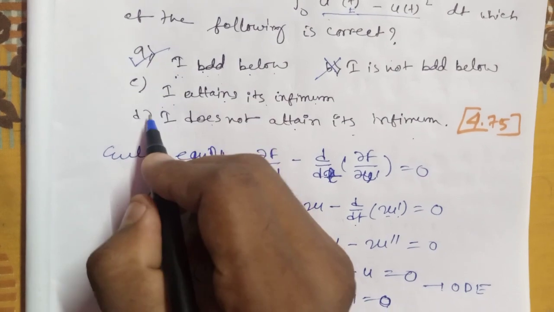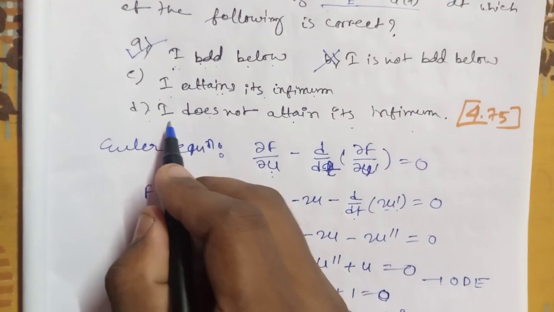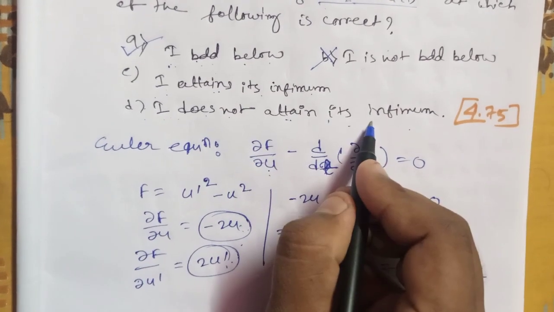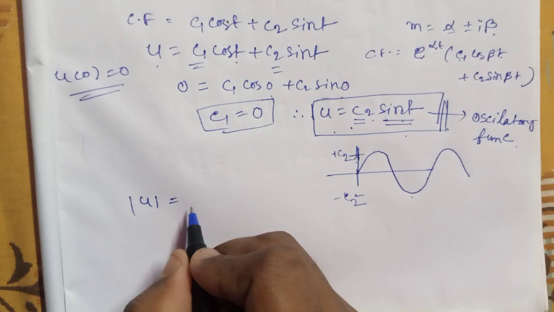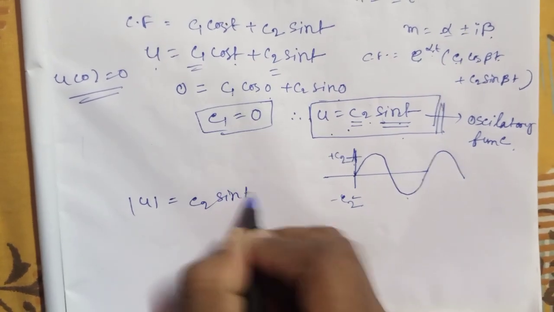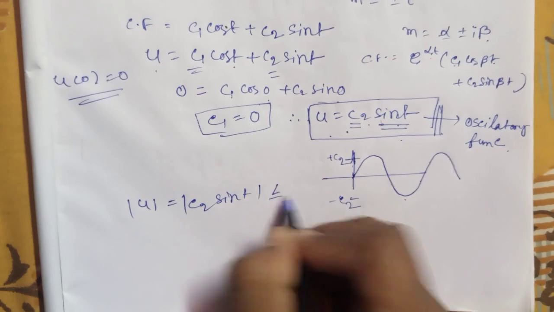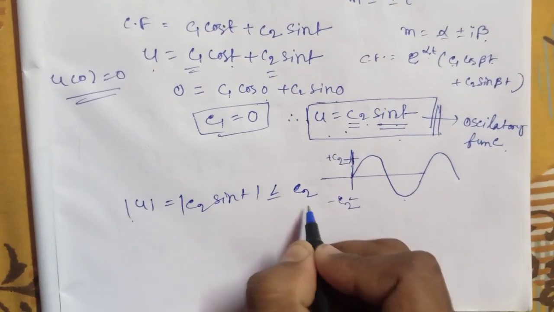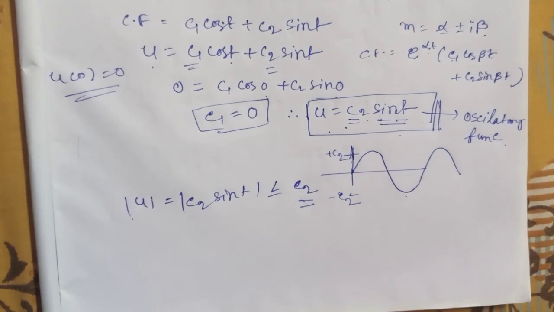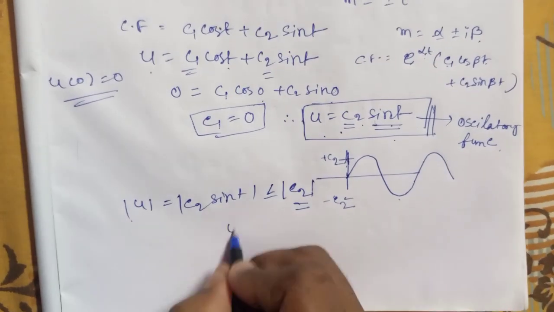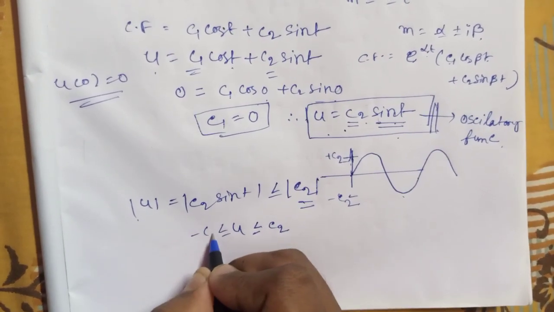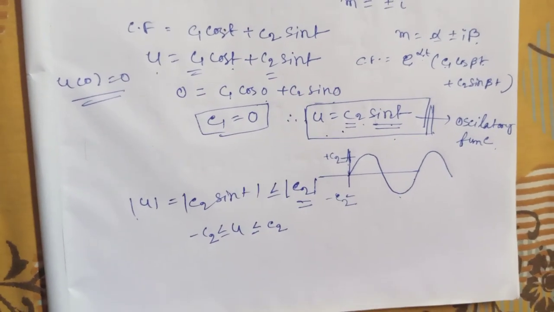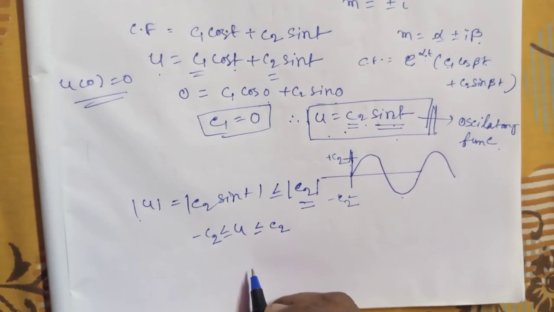Now what are option C and option D? C, I attains its infimum, and D, I does not attain its infimum. Here, if we find the boundedness of u, then we'll get u is bounded by C2 and u attains the value of C2, right? That is, u is less than or equal to C2 and greater than or equal to minus C2. So u attains its infimum and supremum both.